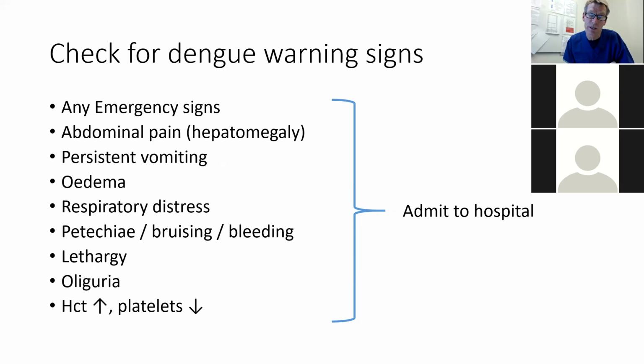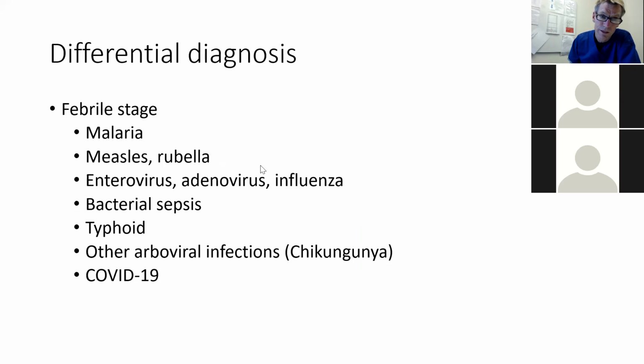So any child with dengue who's got abdominal pain or persistent vomiting or edema or respiratory distress or any signs of bleeding or bruising or petechiae or lethargy or oliguria, or if the hematocrit is high or the platelet count is low, then they've got early warning signs and they should be admitted to hospital for monitoring and for supportive care and treatment as needed. All right, so they're the patients with dengue that you should bring into hospital.